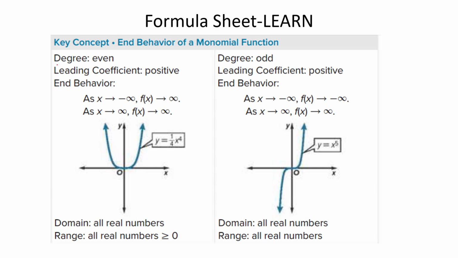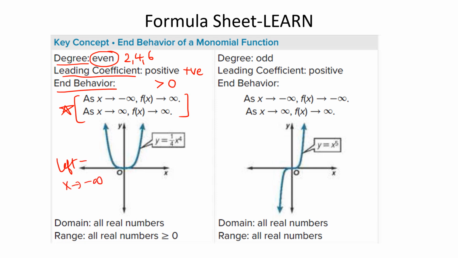When it comes to degree, if the degree of the function which is given to you is even, like 2, 4, 6, and the leading coefficient has a positive sign, it's greater than 0, then the end behavior, you have to learn this formula, is given by this. How do you know? Look at the shape of the graph, pay attention. The graph is U-shape. So if you see on the left side, as x goes to minus infinity, this is negative x, this is positive x, this is positive y, this is negative y. Where is the graph going? It's going up. So can I say as x goes to minus infinity, f(x) goes to plus infinity.